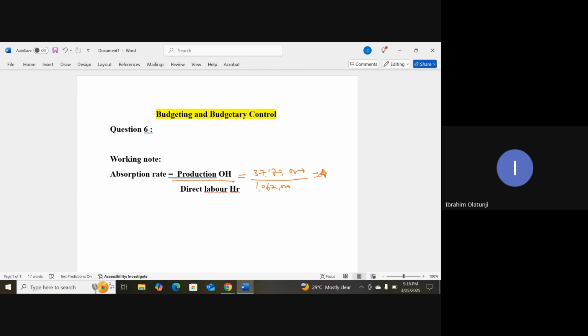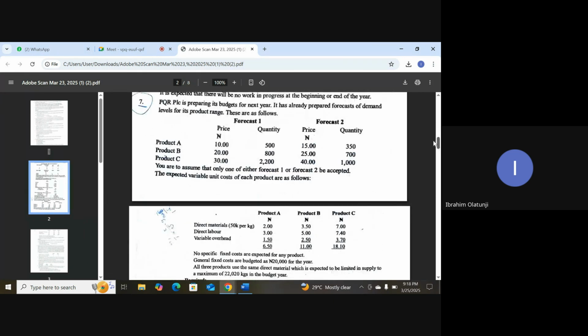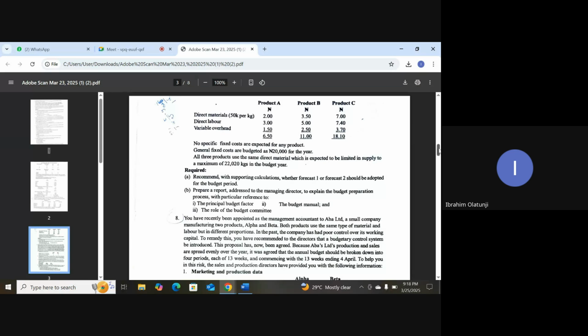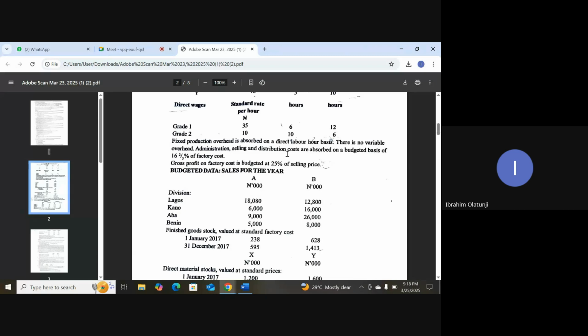I think we did this last class. Exactly, yes. So what do you have? 35 naira. So 35 naira is our absorption rate. You can see that we are able to analyze that part. Then let's look at the other additional information that was there.